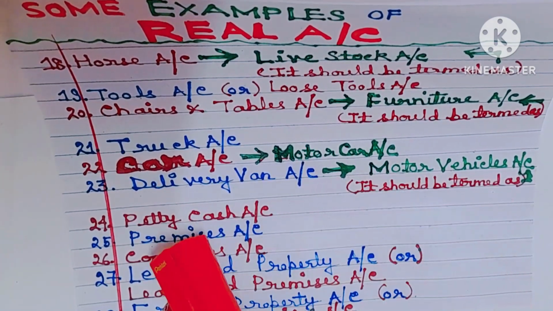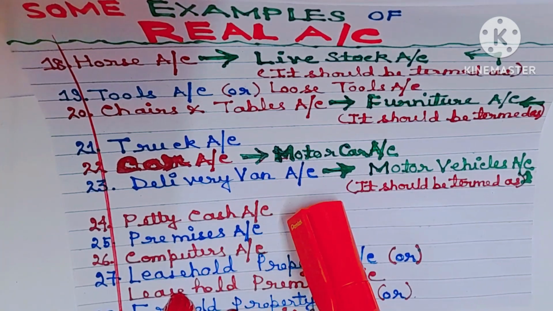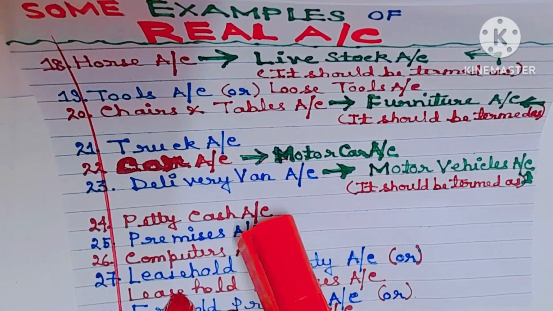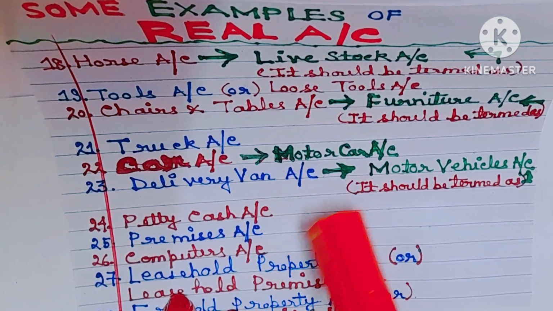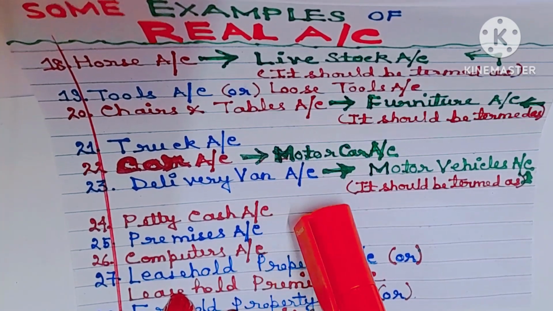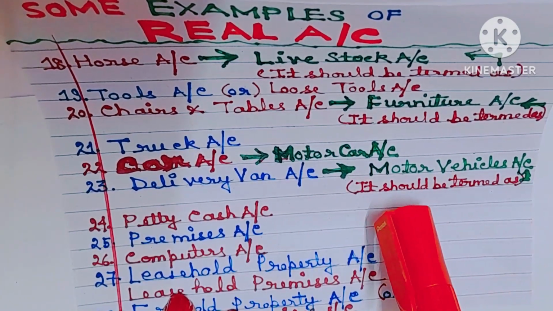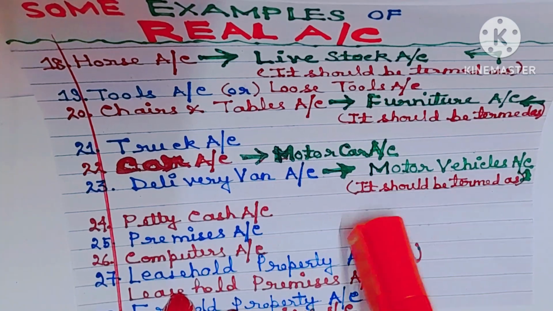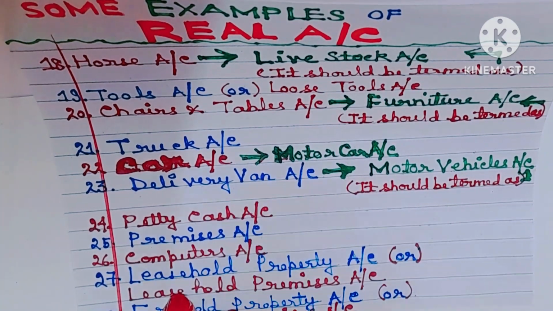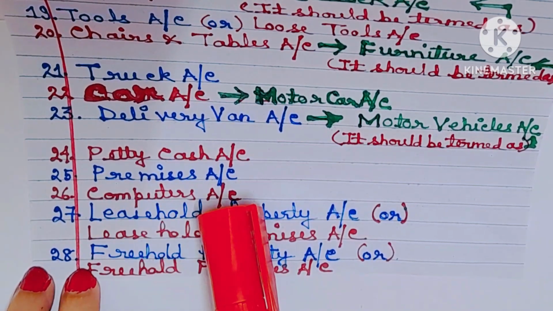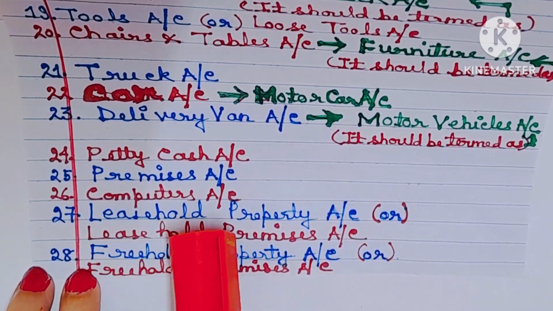Okay? Number 23, delivery van account. If delivery van is purchased for the business, you cannot write delivery van account debit to cash account in journal. Instead of delivery van account, you got to use the term motor vehicles account. So you got to write motor vehicles account debit to cash account in journal. Understood? Number 24, petty cash account. Number 25, premises account. Number 26, computers account.